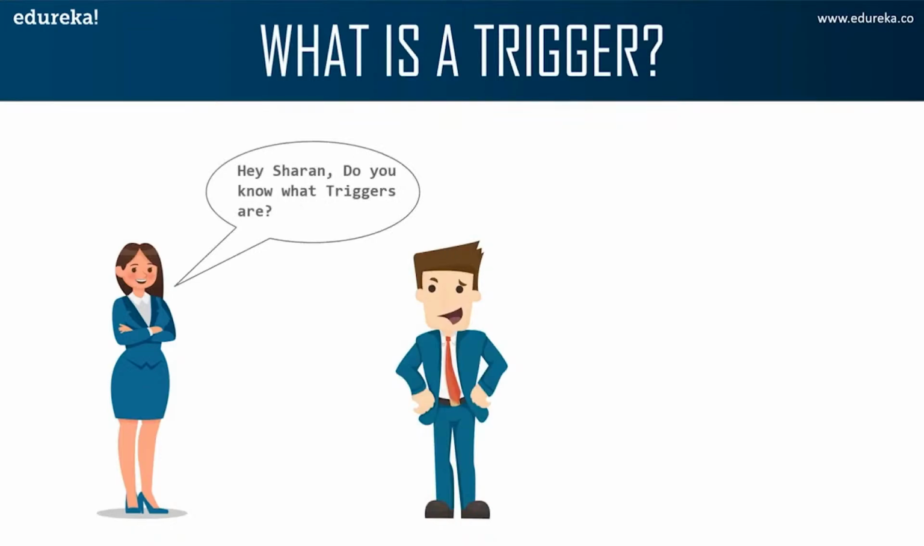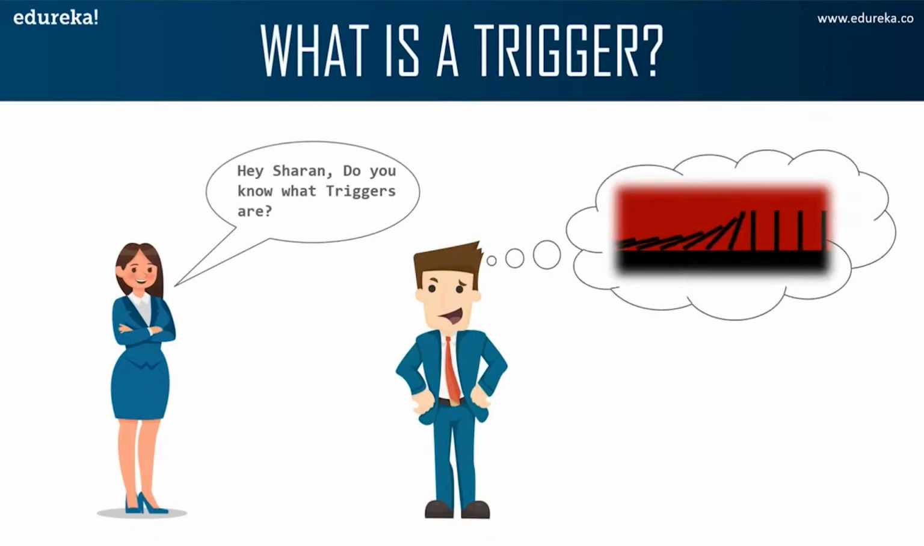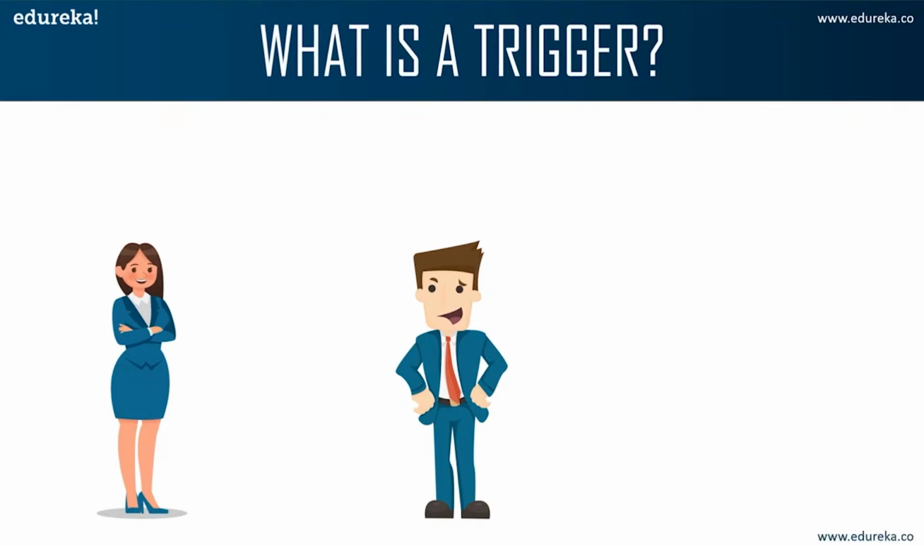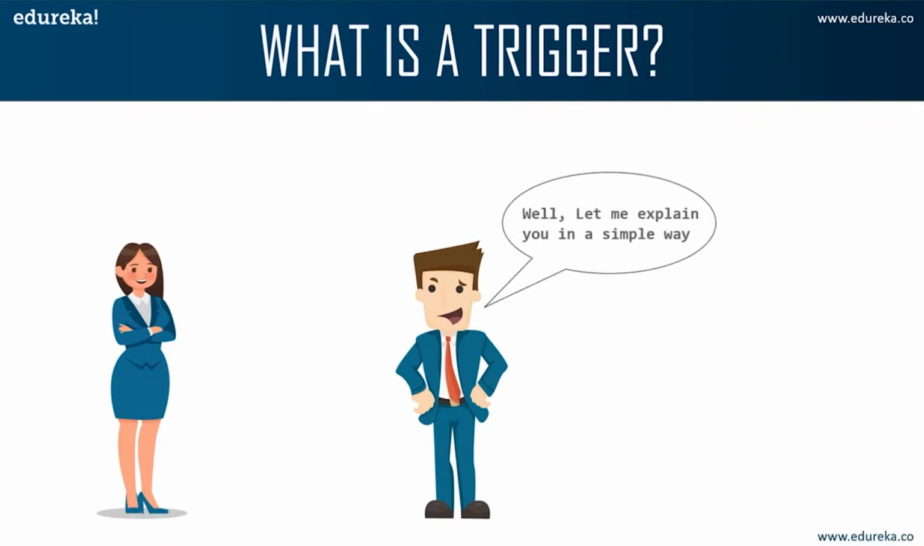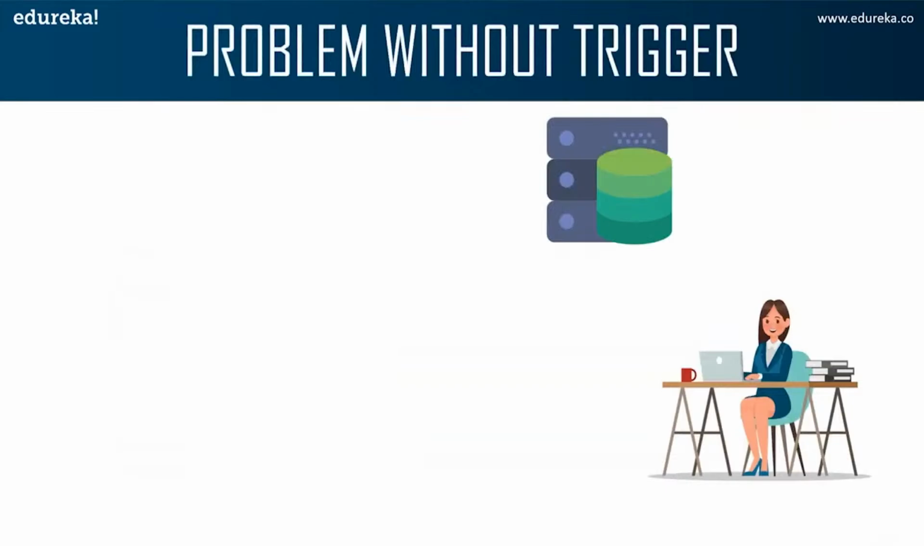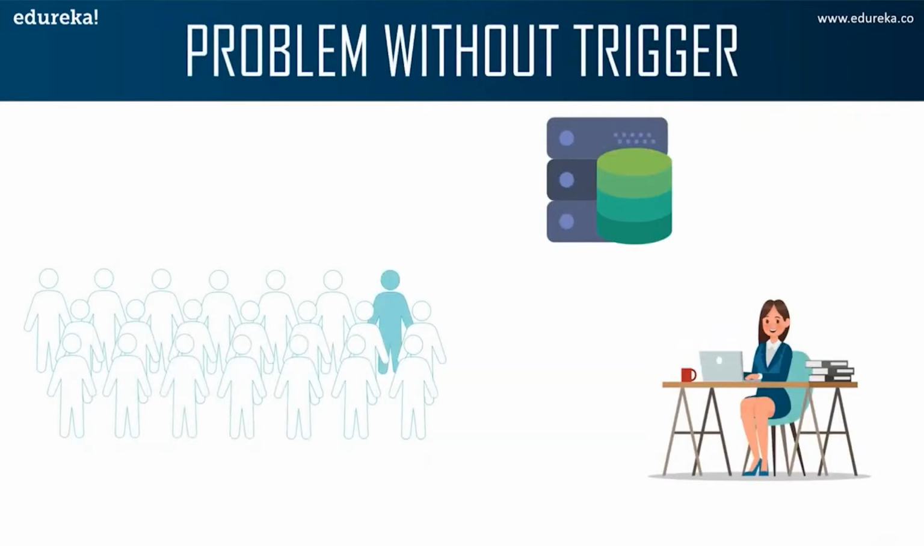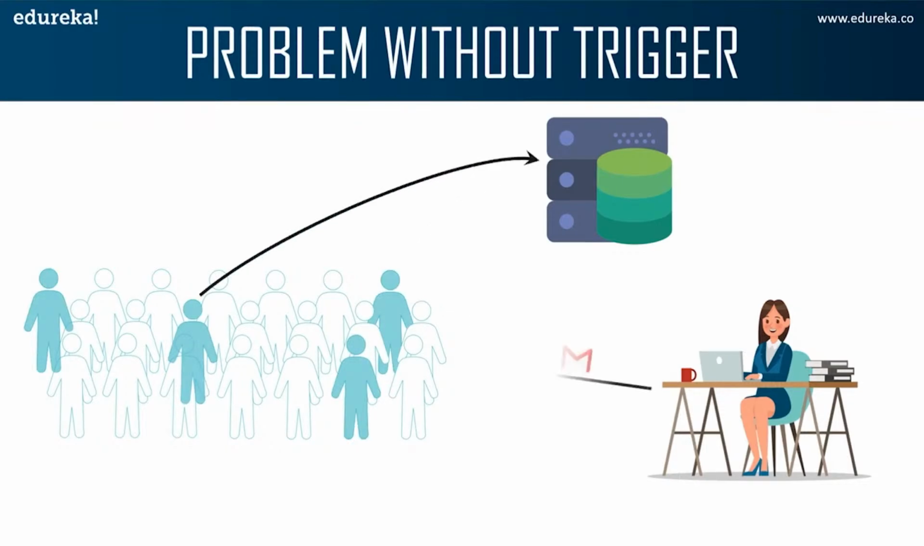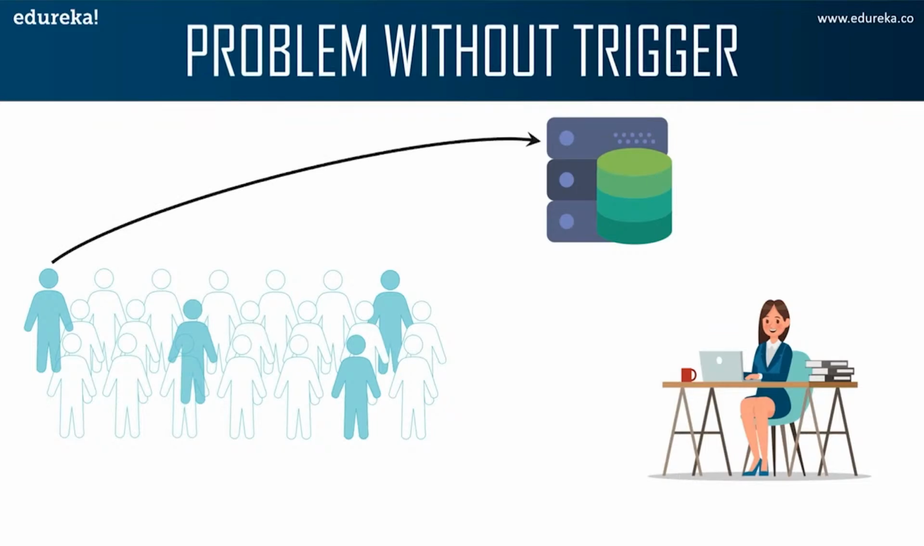Here we can see Anna is asking Sharon about triggers. Sharon imagines a trigger to be falling dominoes. How are falling dominoes related to a trigger? Let's move further and see the explanation given by Sharon. Anna is a marketing officer in a company. When new customer data is entered into the company's database, she has to send a welcome email to each and every new customer.